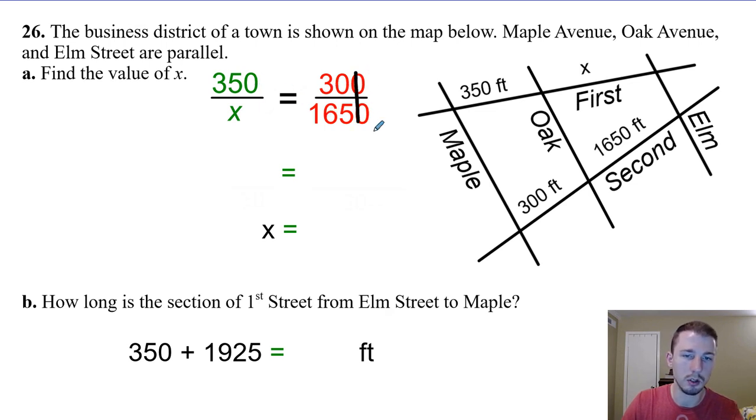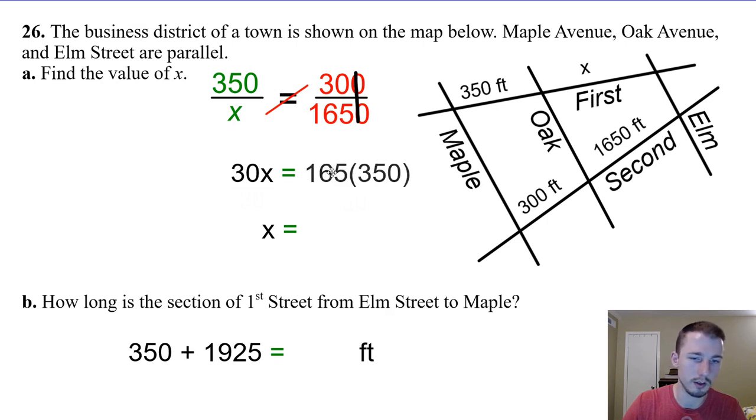But we could also reduce this if we see there's zeros. You could also reduce it, take 10 out of those two, and do whatever you want. Okay, so I'm just going to reduce those two because it's easy. So I end up with 30 times x, or in other words, 30x is equal to 350 times 165.